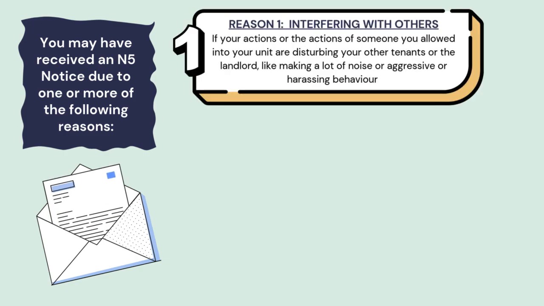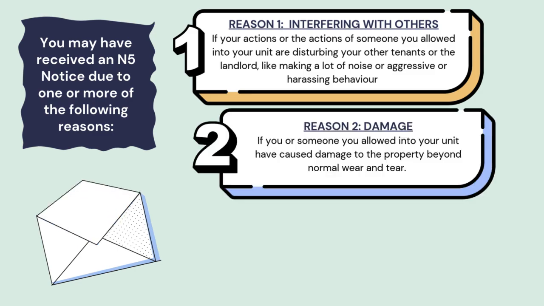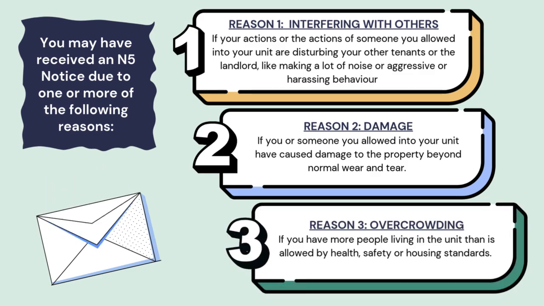Reason 1. Interfering with others. If your actions or the actions of someone you allowed into your unit are disturbing other tenants or the landlord, like making a lot of noise or aggressive or harassing behavior. Reason 2. Damage. If you or someone you allowed into your unit have caused damage to the property beyond normal wear and tear. Reason 3. Overcrowding. If you have more people living in the unit than is allowed by health, safety, or housing standards.